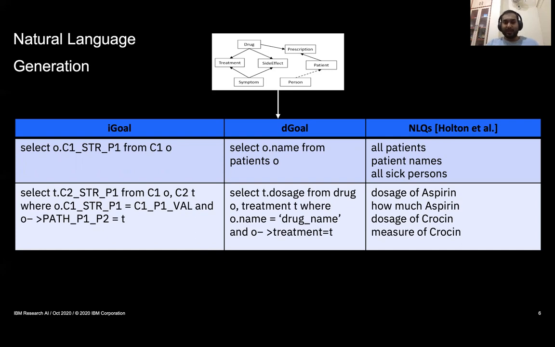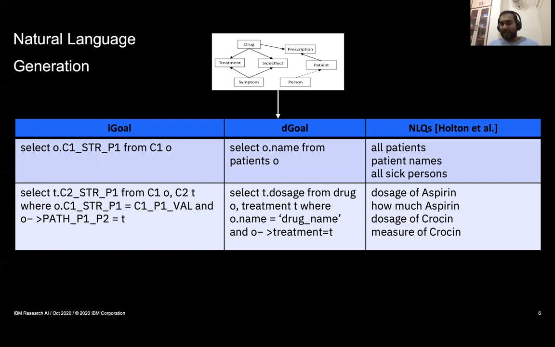Similarly, the next example is a much more complex OQL goal where we are joining two tables, and there is a condition on one table and the projection on the other table. Basically, we want to see what is the dosage for a particular drug. So we are joining these two tables. With respect to the ontology, this iGoal is instantiated to this particular goal. Once we get this D goal, we generate the natural language queries. Using this, we populate the intents and the dialogue artifacts of the chatbot model.